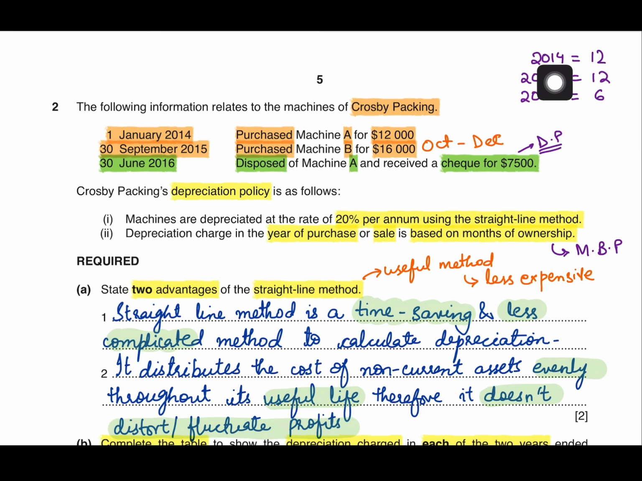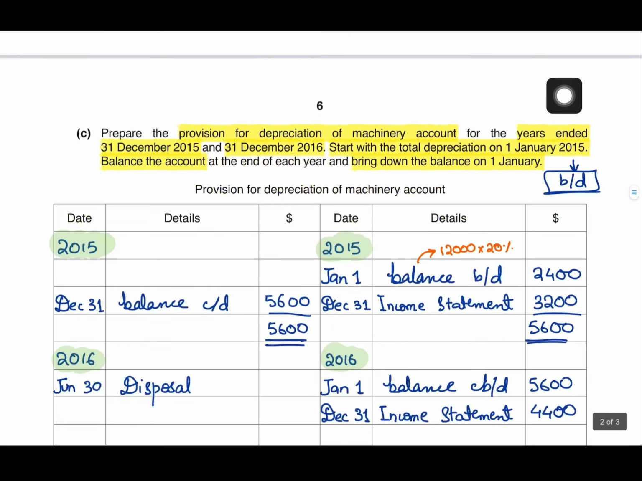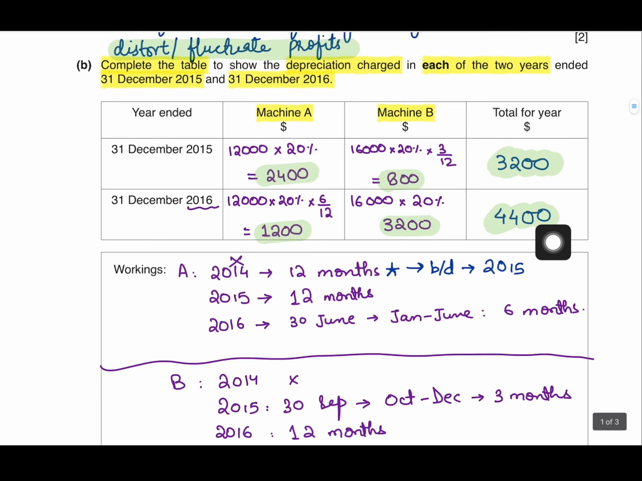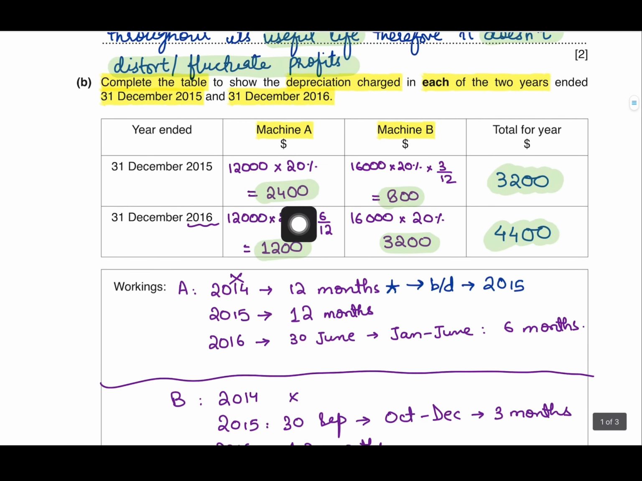So in 2014, what was the depreciation charge? It was the balance brought down, right, 2400. Then for 2015, what was the depreciation charge? Again 2400. And what is the depreciation charge in 2016? Just the half, and that is $1200, right?